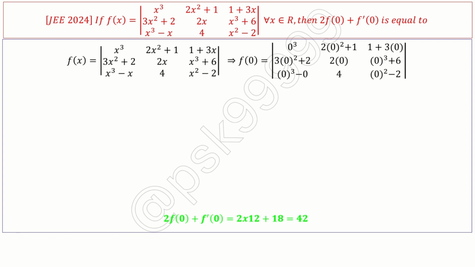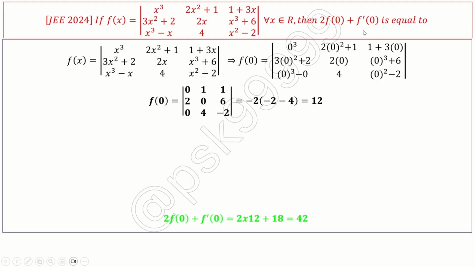Instead of expanding this determinant, I just substitute x equal to 0 everywhere in the determinant and I get a very simple determinant. So now this is very easy to calculate. I can do it by the first column because there are two zeros. So minus 2 into minus 2 minus 4, which is basically f of 0 is 12. This is very simple. Now how to get f dash 0?